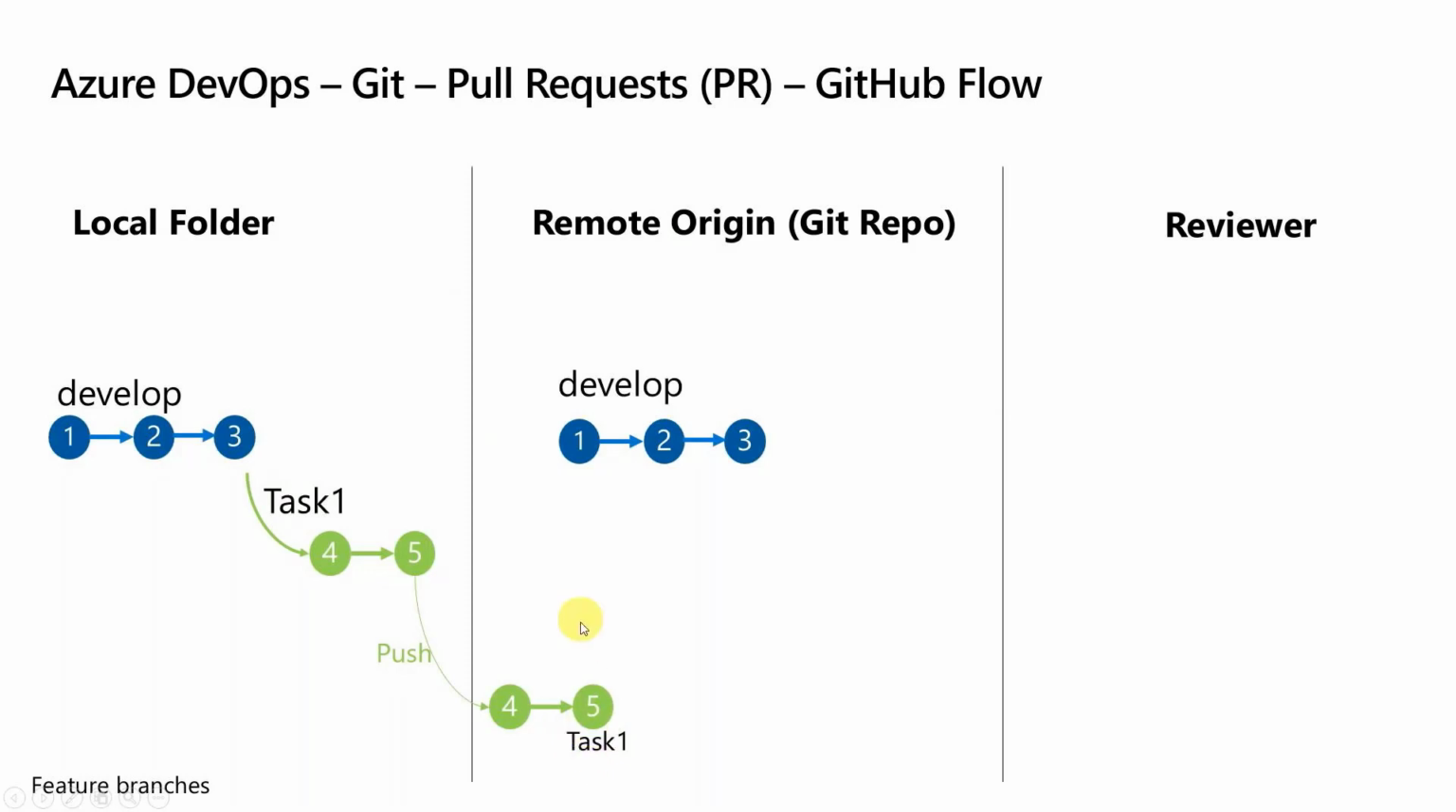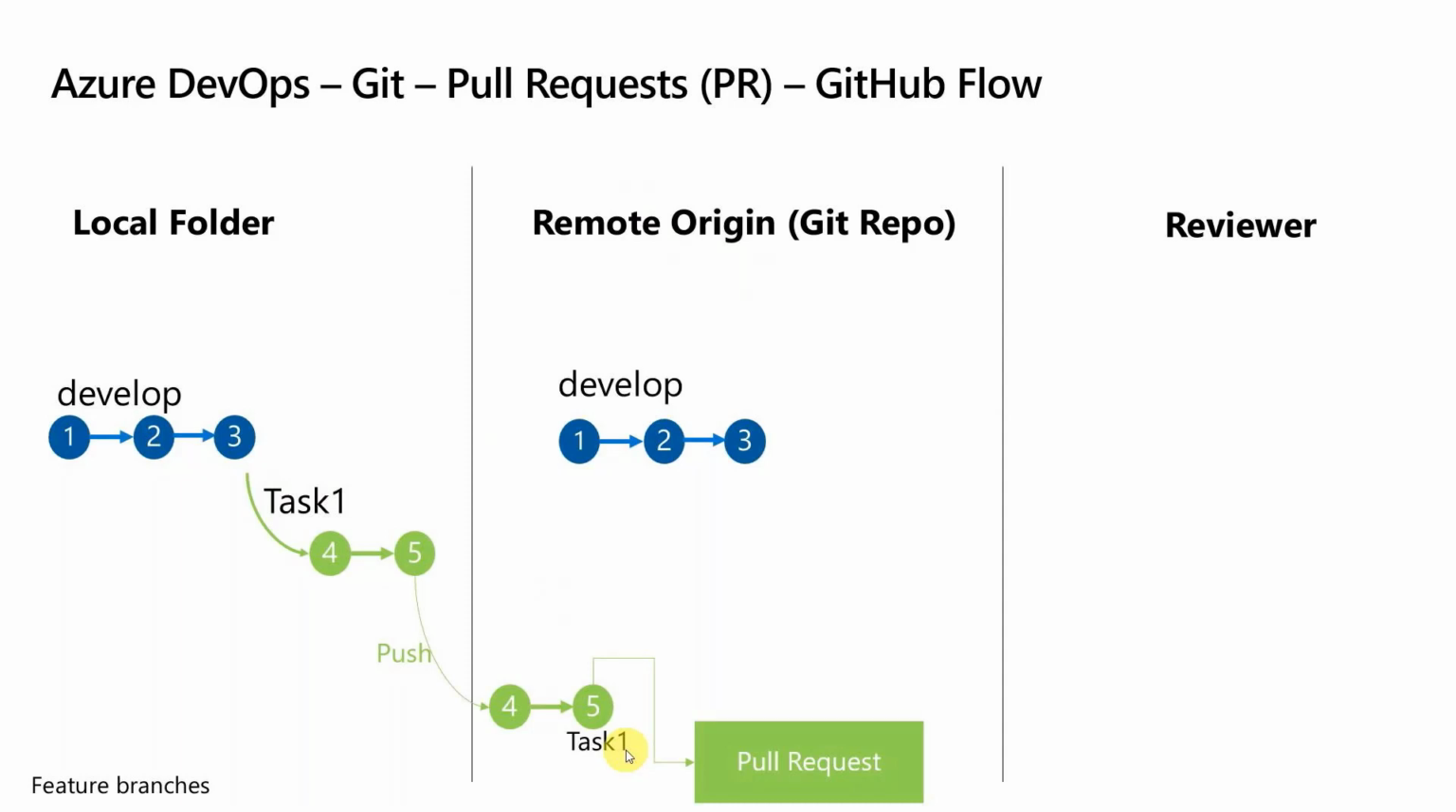Okay, this remote repo is called remote origin. Basically this is server, this is client. Client means developer's machine. So now in order to raise a PR, your branch must be in remote origin. So when you do a push, your task1 feature branch will be created as task1 in remote origin. And now once the task1 is available in remote origin, you can raise a pull request.